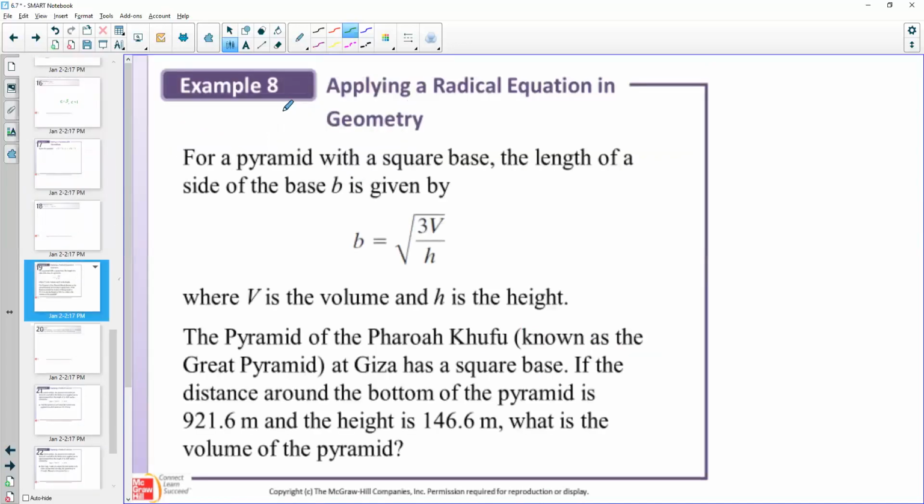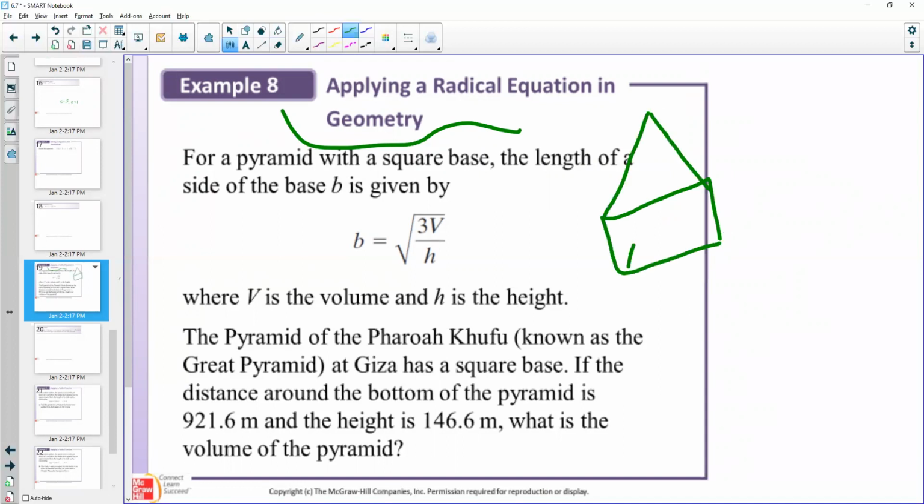Here is some application of this, though. So for a pyramid with a square base, the length of this base B, so think about a pyramid with a square base. Oh, it's a terrible picture. I should draw the square first. Yikes. I have a square base that leads to a pyramid, okay?